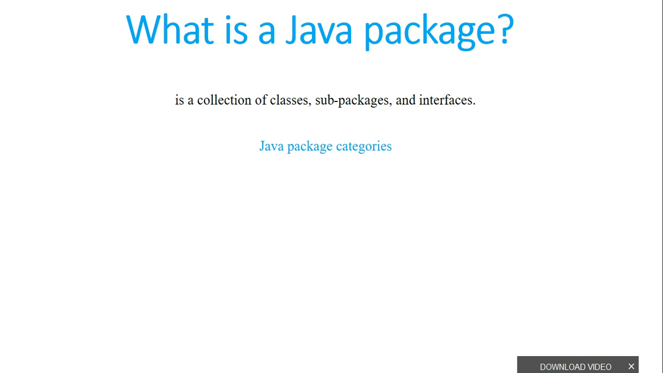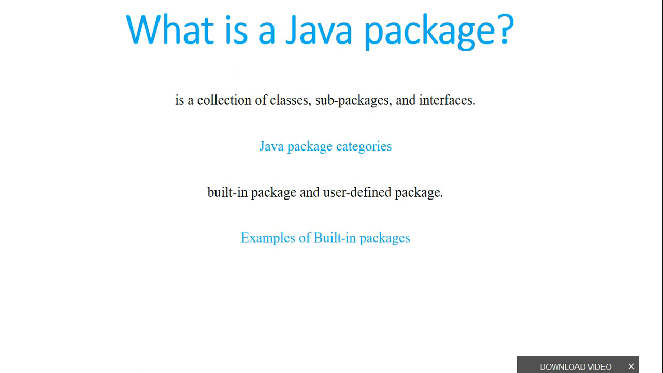We have two main categories of Java packages. The first one being the built-in. Built-in, these are the packages that were built by Java and they already exist. And then we have the user-defined category of Java packages. These ones, any programmer can actually define and come up with his or her own Java package.